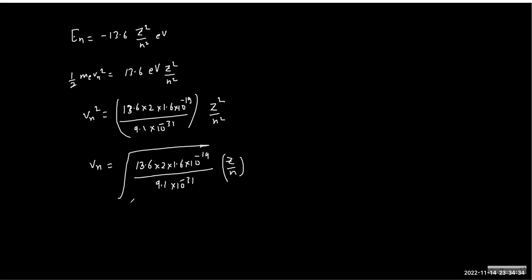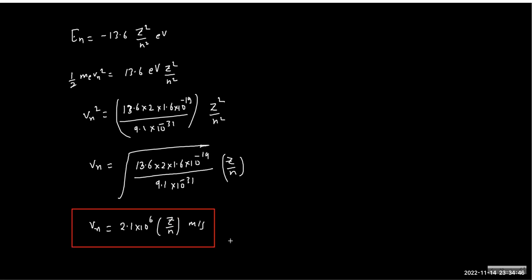How much is this calculation? Tell me, guys. 2.18 into 10⁶. So it's good if you remember. Luckily, I also remember this value only. Okay. And once you know the Vn, you can find the omega n very easily, by Rn. And we know both answers.